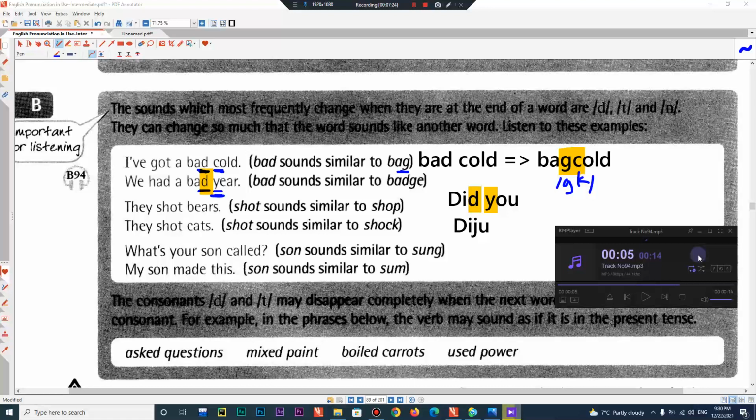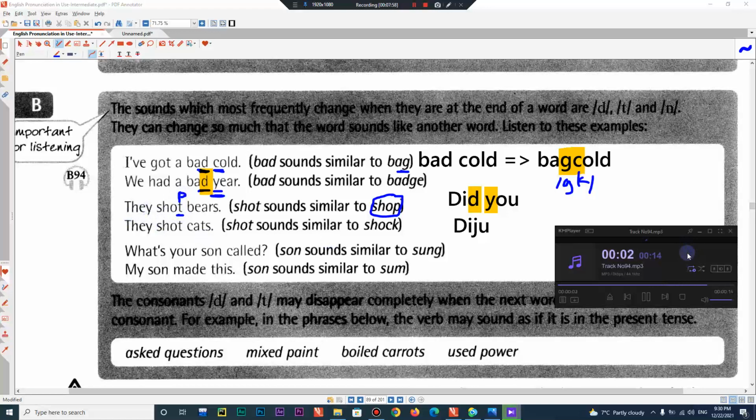We had a badger. They shot bears. So instead of saying shot, you prefer to say shop, because the p sound, again, you see here, is closer to b. It is easier to say. They shot bears. We had a bad year.